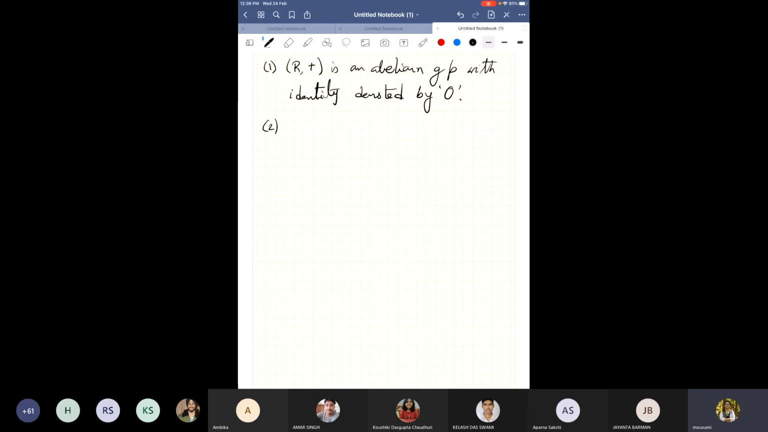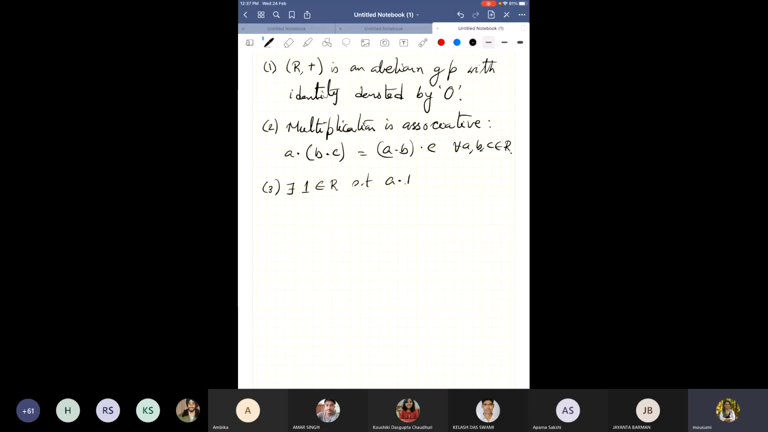Second says that the multiplication operation is associative. That means what? (A dot B) dot C is the same as A dot (B dot C) for all A, B, C in R. Third property says that there exists one element that I am denoting by 1 in R such that this is the multiplicative identity.